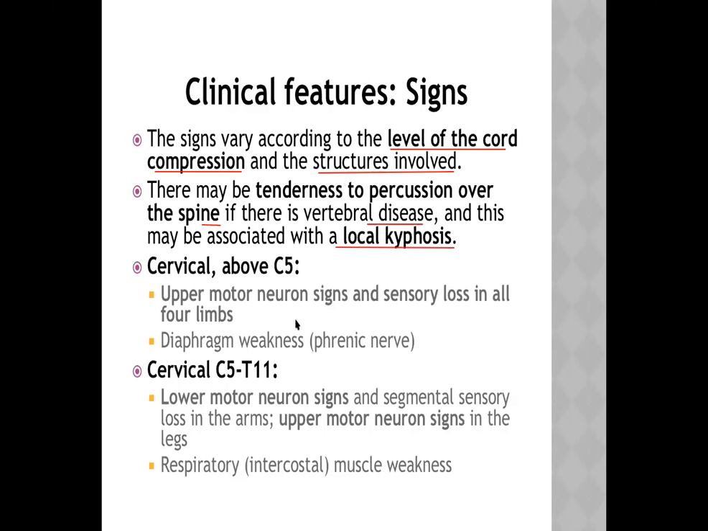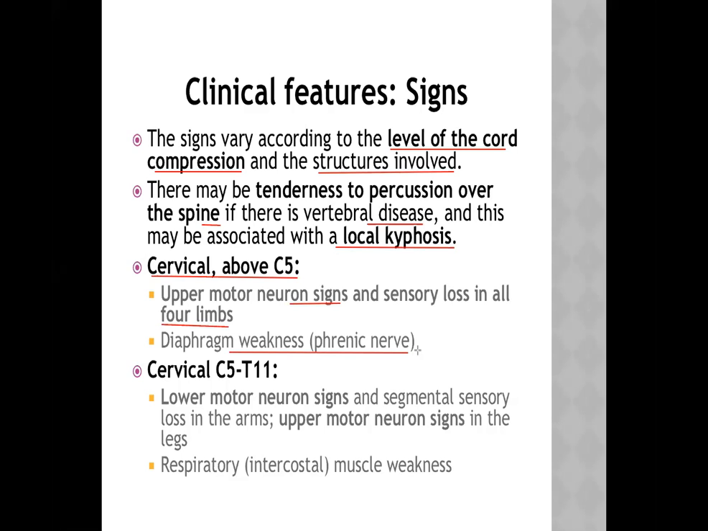Now, let's talk about what signs are present according to the site or level of the cord compression. If the cervical part of the spinal cord is compressed above the C5 level, then what will happen? See here. Upper motor neuron signs and sensory loss in all four limbs will be present. Diaphragm weakness is also seen there because of involvement of the phrenic nerve. I think there is no need for discussion here because the phrenic nerve originates from C3, C4, and C5.